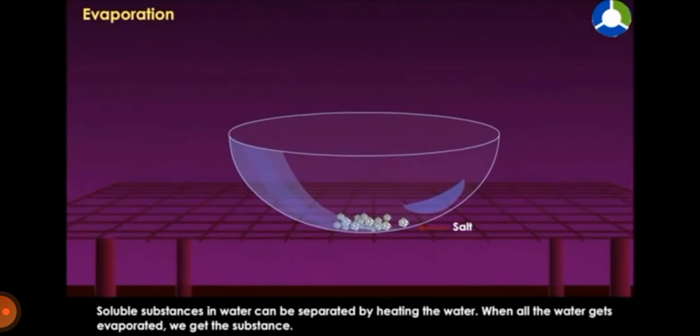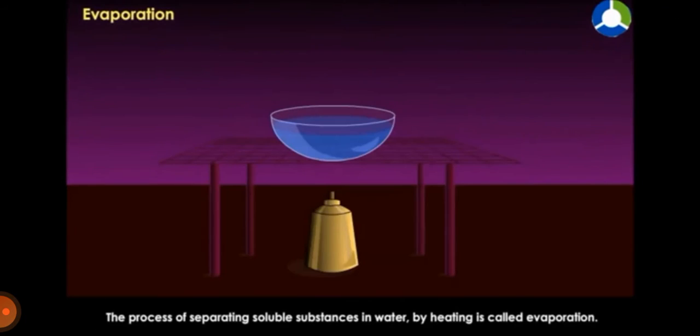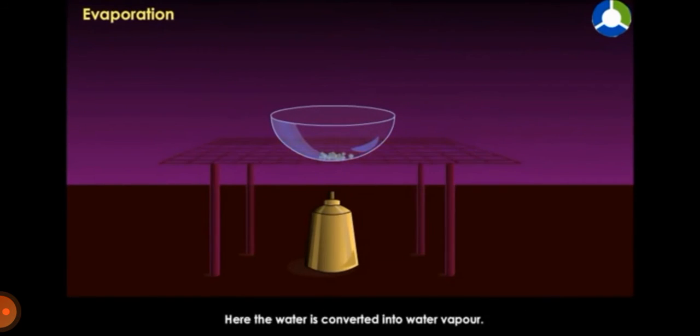Evaporation. Soluble substances in water can be separated by heating the water. When all the water gets evaporated, we get the substance. So, the process of separating soluble substances in water by heating is called evaporation. Here, the water is converted into water vapor.